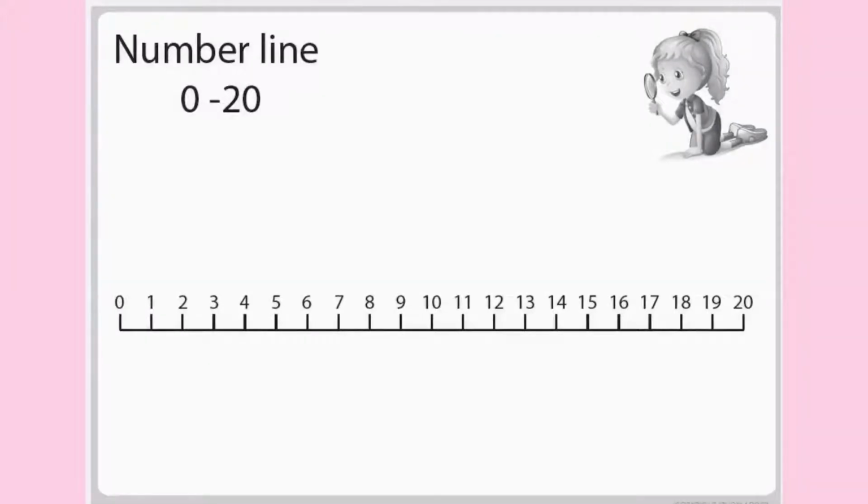Let's start with the problem. We have 4 take away 3. So let's use our strategy of pictures. So I would draw 1, 2, 3, 4, cross out 1, 2, 3, leaving my answer, which is 1.